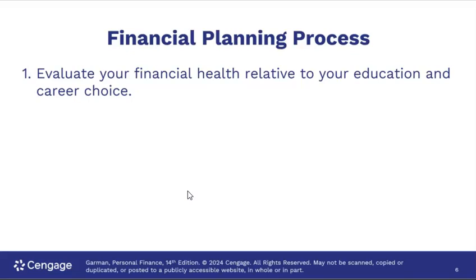So, the financial planning process is next. The financial planning process is a continuous process. So, you start at the beginning, and you go through the steps, and then you repeat. It's very much like building a budget. You build a budget, and then you go through the period. You look at it, you evaluate it, you make changes, and you start the process over again after you make those changes.